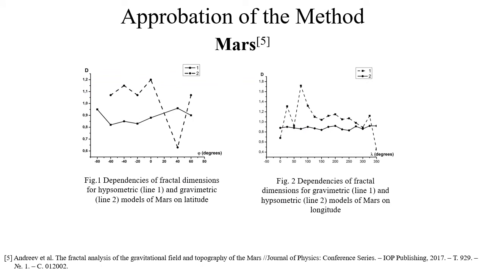The same method we applied to Mars. We have already published this study in the article which is given in the lower part of this slide. We considered again 2 models. The first one was an elevation model, and the second model was gravimetric, when we consider the variations of the gravitational field. And for those models, we determined fractal dimensions depending on latitude and longitude.